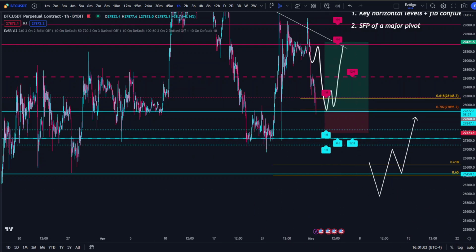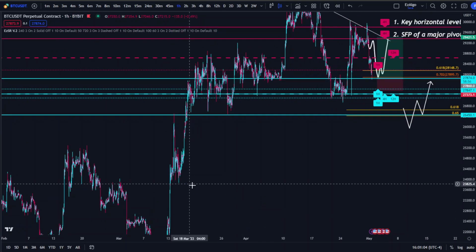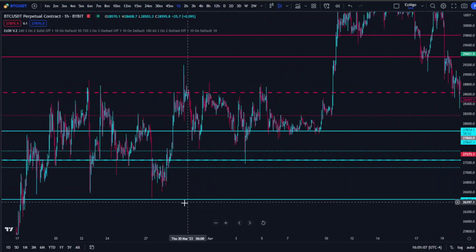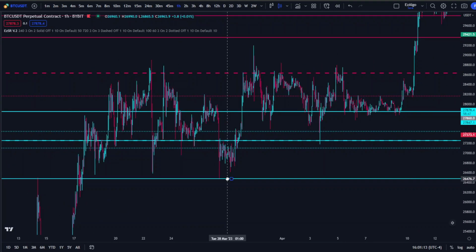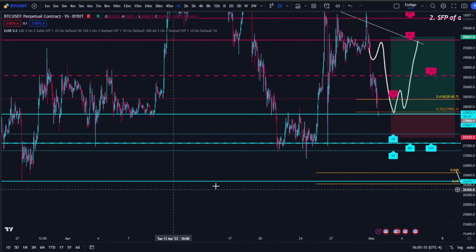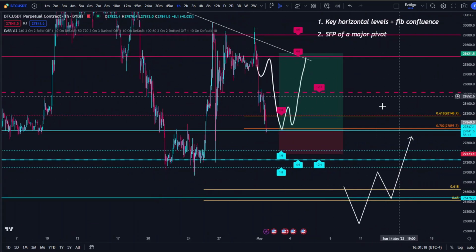Reason being is that we have a golden pocket all the way from this swing low, and we have the range lows with this candle right here. So we have these range lows, which is technically a key horizontal level with that golden pocket confluence.